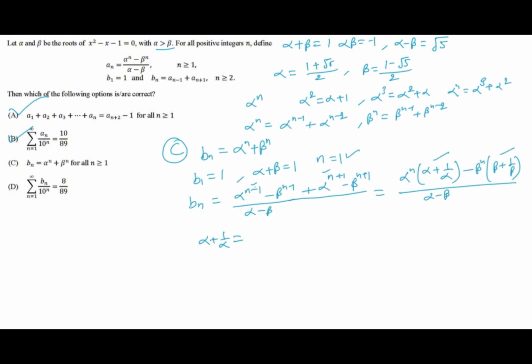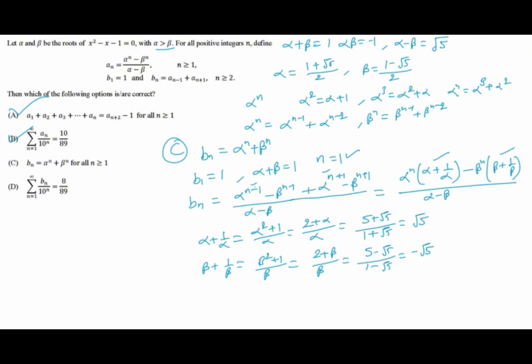One way is that we write alpha as (1 plus root 5) by 2 and then take the LCM and so on. Another way is we try to reduce our time a little bit. We will write alpha square equals 1 plus alpha, so alpha plus 1 upon alpha is (2 plus alpha) upon alpha. And now we put the value of alpha. So we have (5 plus root 5) upon (1 plus root 5), which is under root 5. And similarly, we can find beta plus 1 upon beta. Now we put these values back, and also we know that alpha minus beta is equal to under root 5.